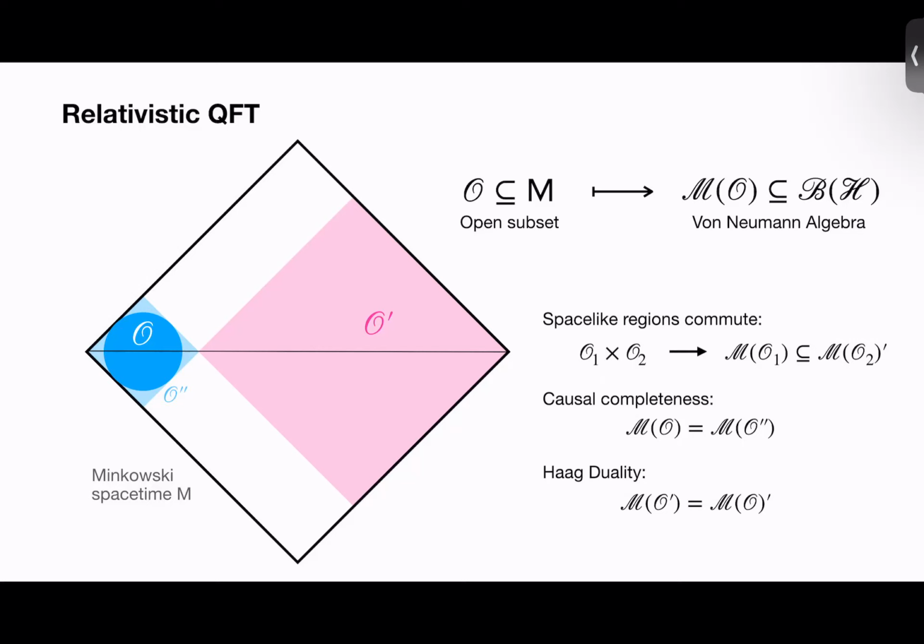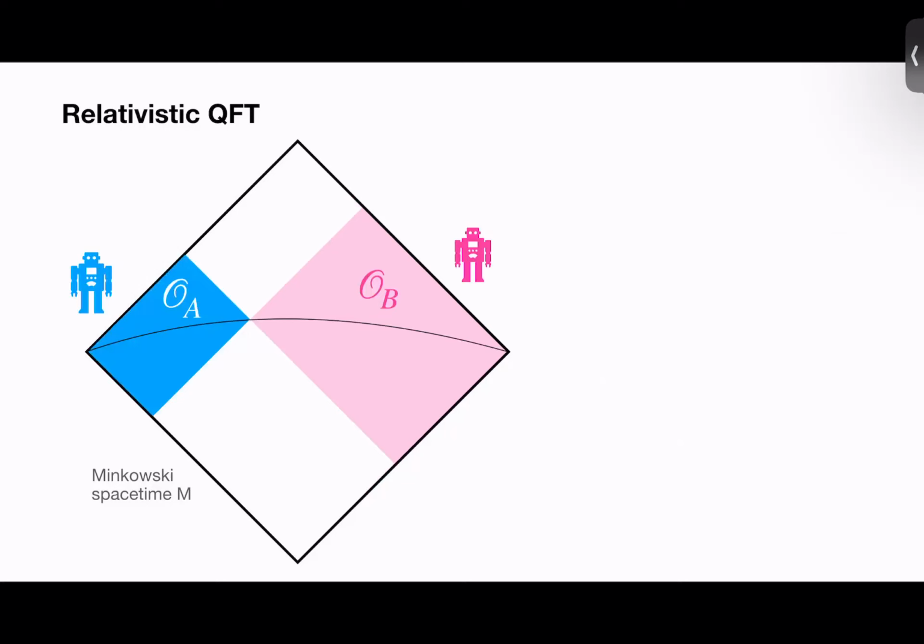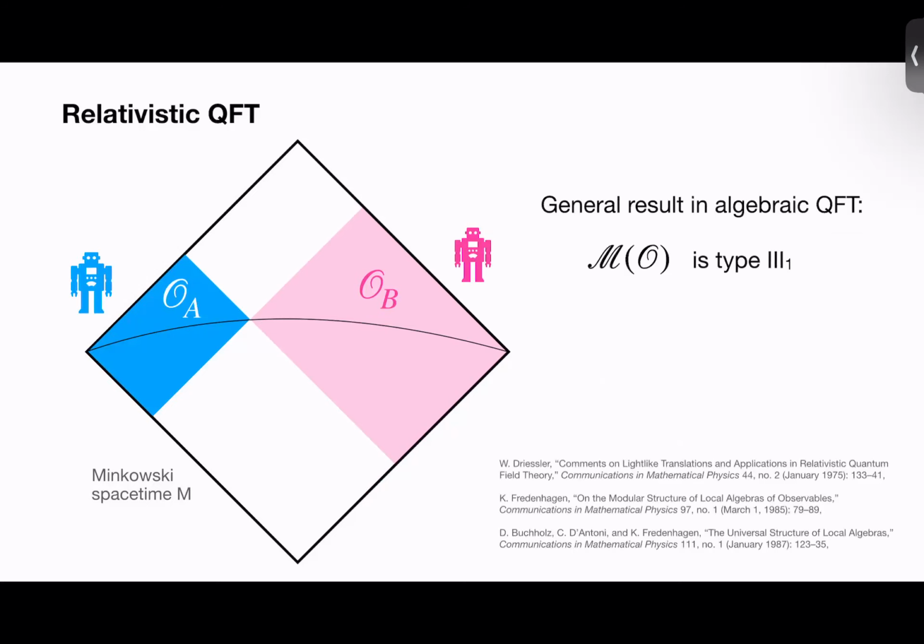And now from what I've told you before, when we want to say something about embezzlement, what we have to check is the type of the von Neumann algebras that we get. Luckily, we don't have to do this, because algebraic quantum field theorists have been interested in this question for a long time already. So if we have a situation like this, where say Alice has this left wedge of Minkowski space-time and Bob has this right wedge, then it has been shown under extremely general assumptions that the algebras are type III_1.